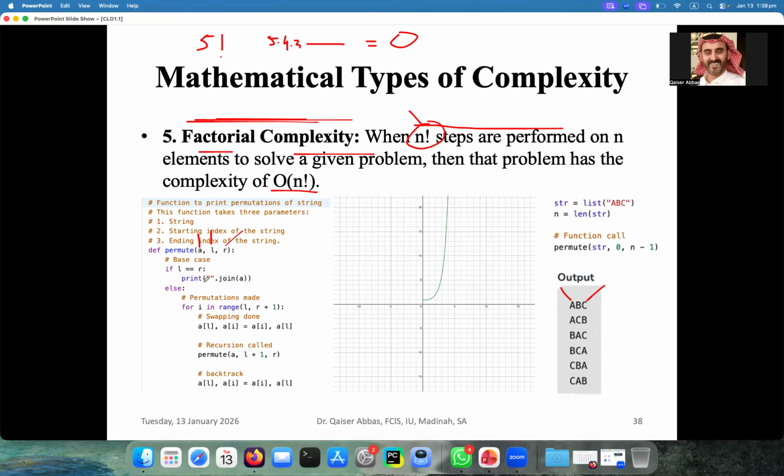If L is equal to R, then print, and then you are joining. So this is constant, this is constant, this is constant, this is constant, for i in range L to R plus 1. Initially L is 0, and R is 2 if I have given R is equal to 2 and L is equal to 0 here. I have mentioned the list here.